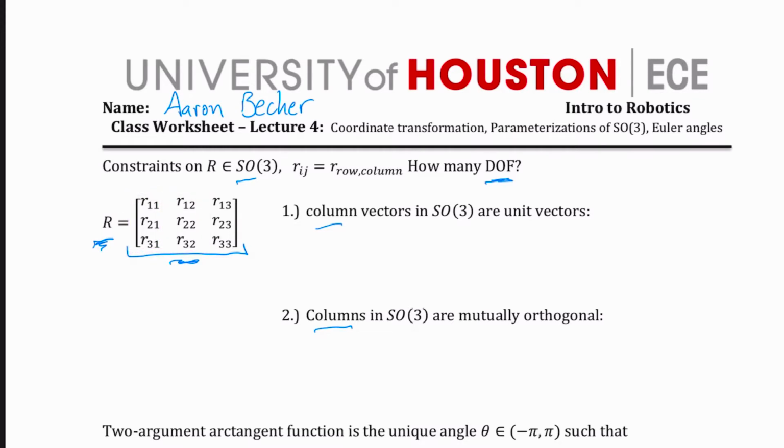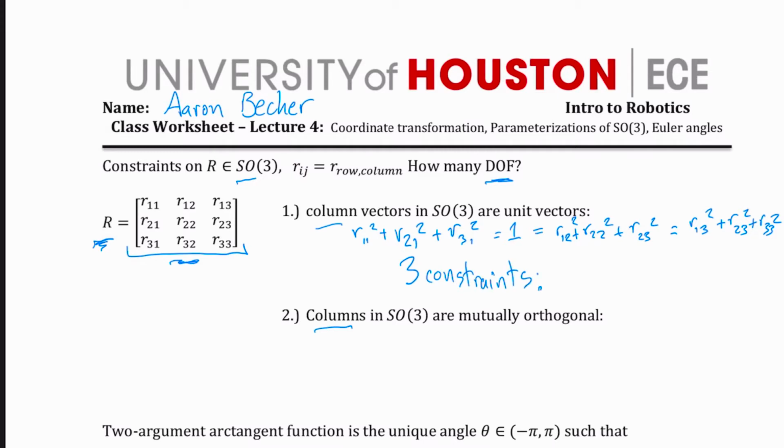So let's write out what that means. If the column vectors are unit vectors, that means if I take any of these columns, so let's take the first column, R11 squared plus R21 squared plus R31 squared is going to equal 1. And that's also true for all the other columns. So R12 squared plus R22 squared plus R32 squared is equal to 1, and R13 squared plus R23 squared plus R33 squared is also equal to 1. So we get 3 constraints here. We can write them a little more concisely by saying the sum over all i of Rij, where we change the i values in each column, quantity squared, is equal to 1 for j in the set 1, 2, or 3. So we have 3 constraints there.